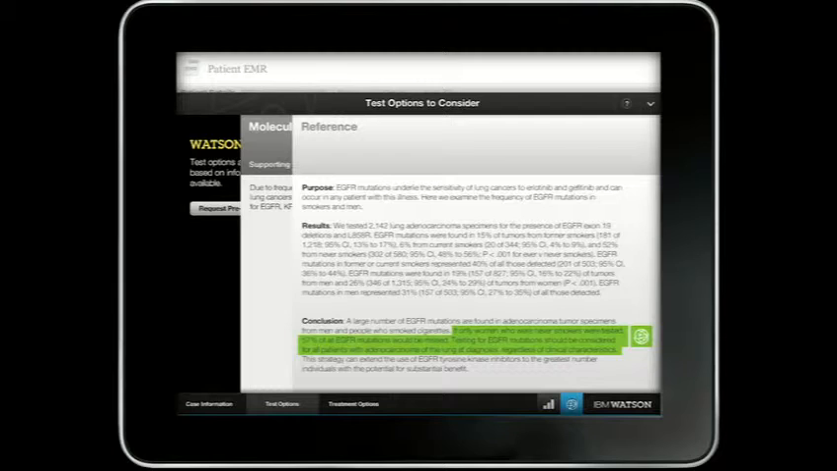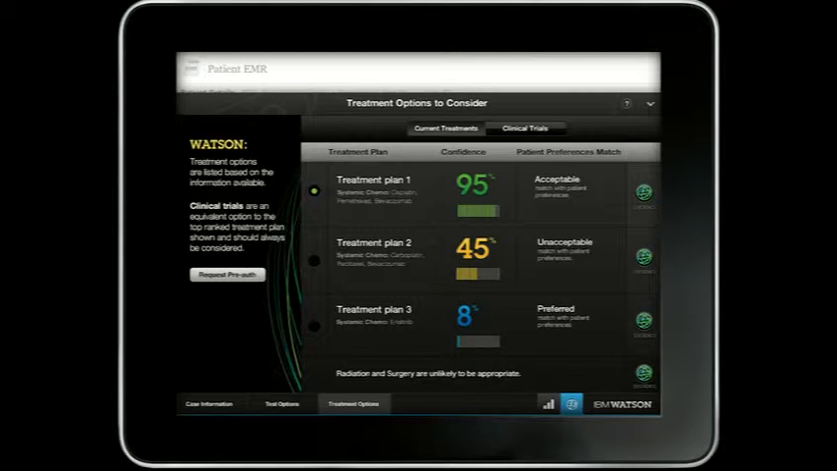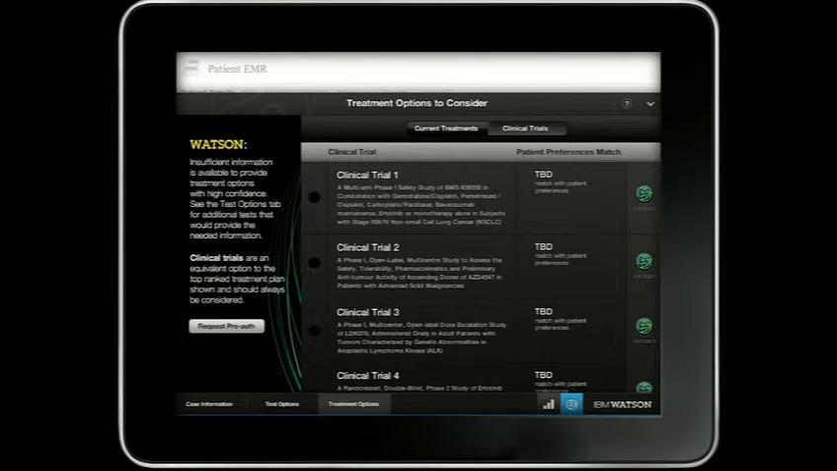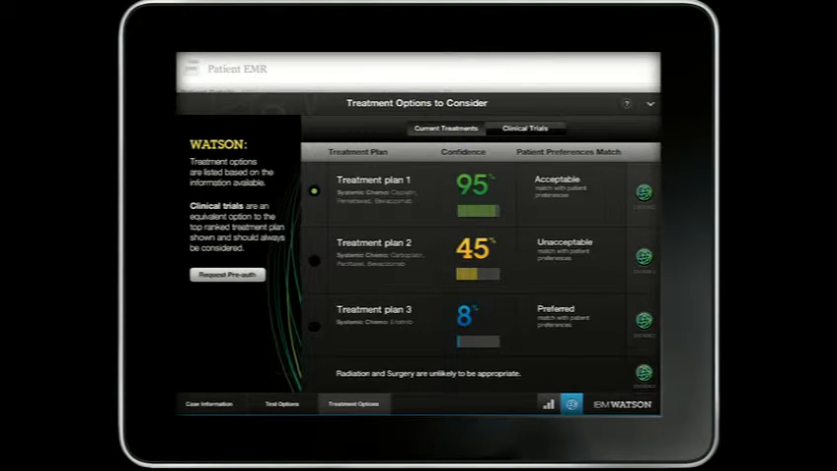Once the results of the tests come in, Dr. Norton presses the Treatment Options tab to see a panel of suggested confidence-scored treatments. He also sees a list of clinical trials to consider. Again, he reviews the supporting documentation by pushing the Evidence button.